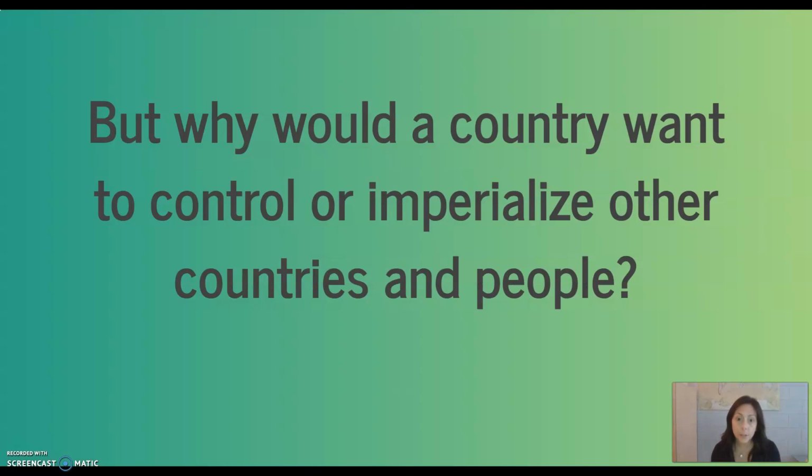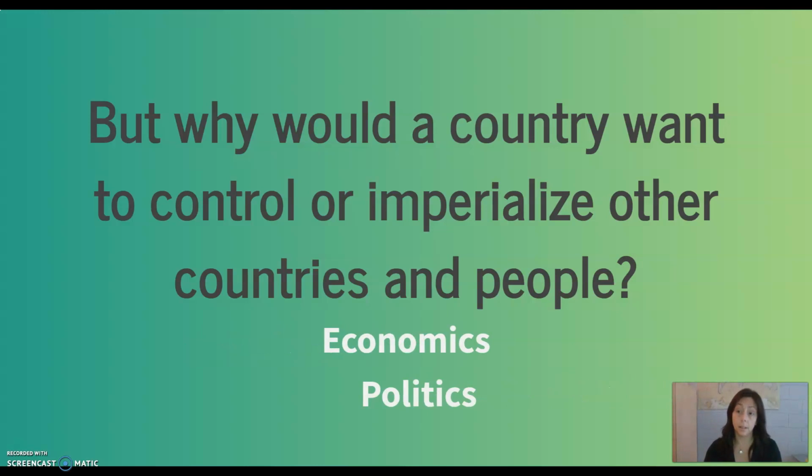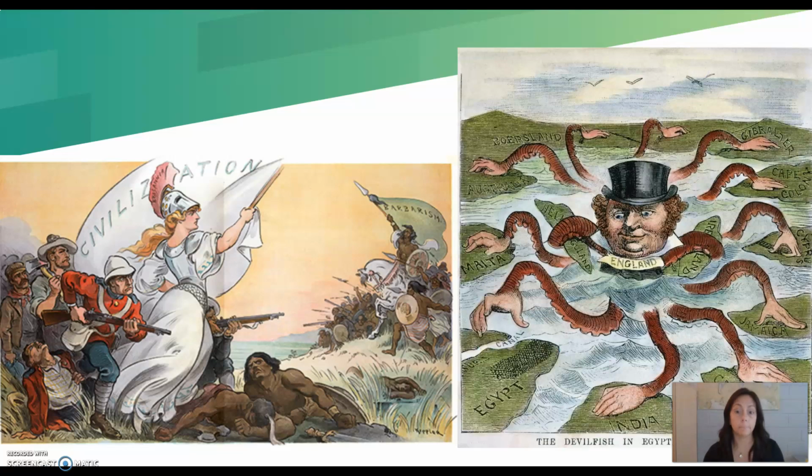But why would a country want to control or imperialize other countries and people in other parts of the world? There are three big reasons: economics, politics. Economics being money and resources, politics being land and power. And there are cultural reasons too, such as religion, and we'll talk a little bit more about some other cultural reasons.